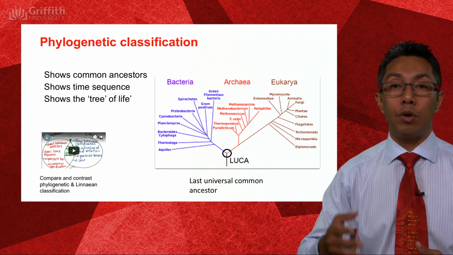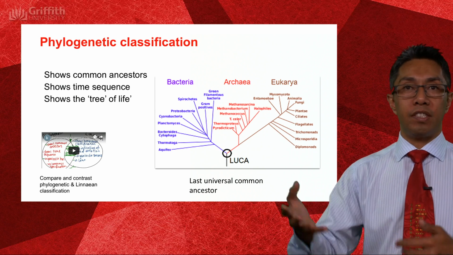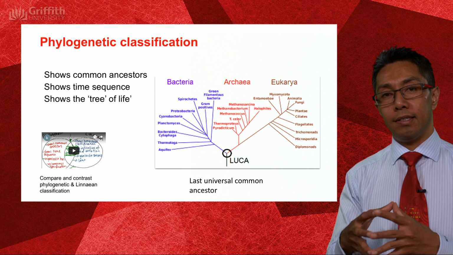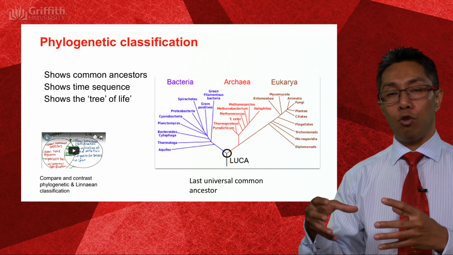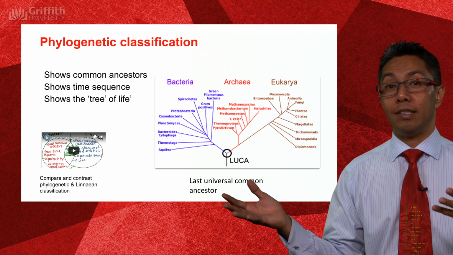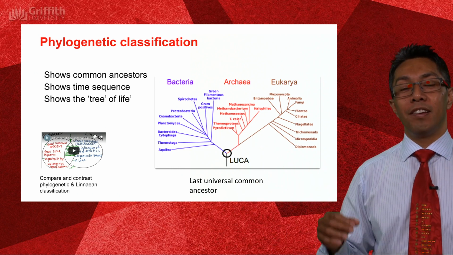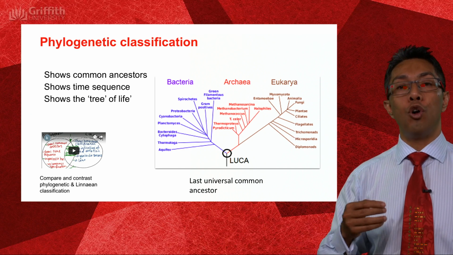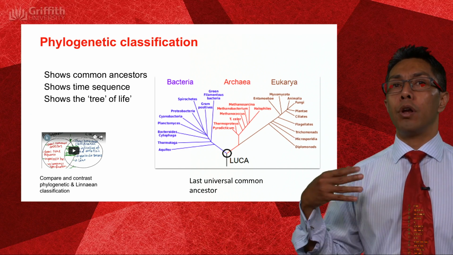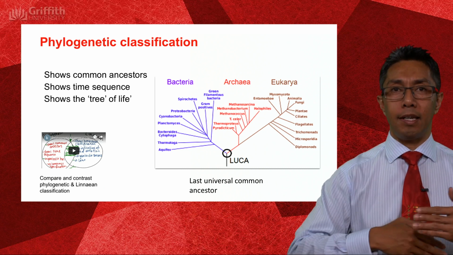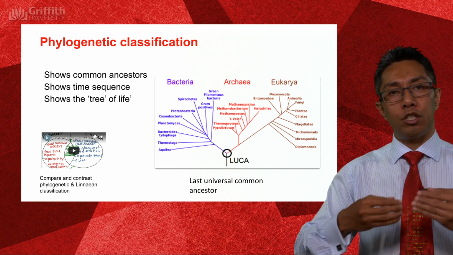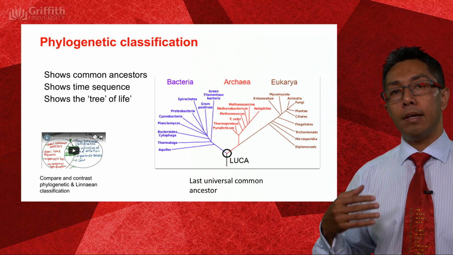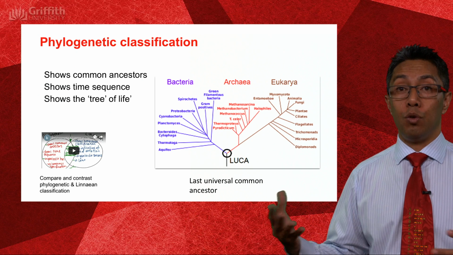Now, phylo meaning tree or leaf, and genetic obviously referring to the genes. So this is where we use a genetic basis for putting things into groups, and we put them into genetic trees. Now, one of the key advantages of phylogenetic trees is they are able to show common ancestors. Not only are they able to show common ancestors back in time, but they can also indicate the time sequence of when groups diverged. Okay? And this is how we get that thing called the tree of life.